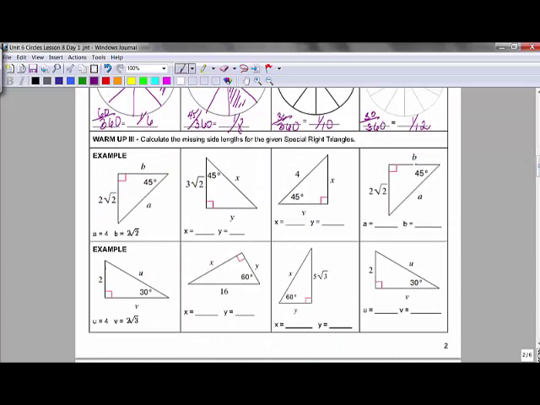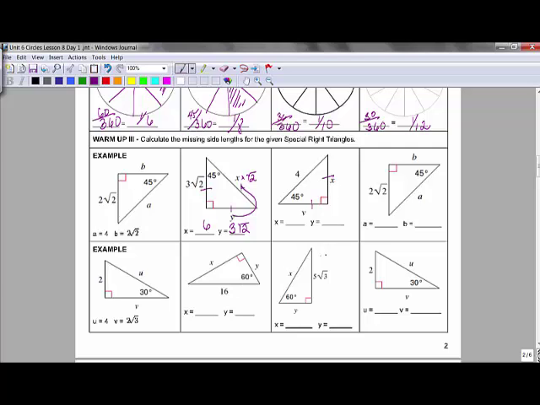One additional warm-up here today. I want to revisit our special right triangles. We have a 45, 45, 90 right triangle. We know this side and y are equivalent. So I just fill that in. And I get this by multiplying my side by the square root of 2. So I end up with 6.